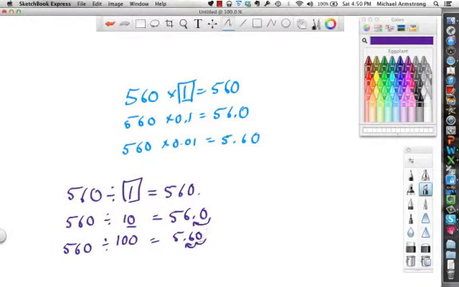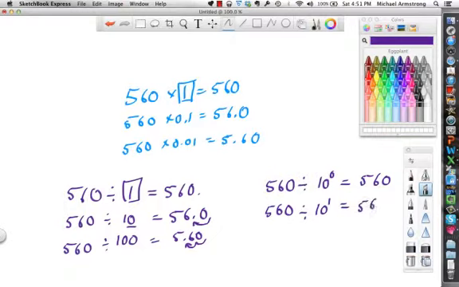And remember that it works the same way with the powers. Okay, we can say 560 divided by 10 to the 0 power, which equals 1. It's just 560. Oops, not 550. Okay, 560 divided by 10 to the first power is the same as dividing by 10, and that is moving it one place, which is 56.0.